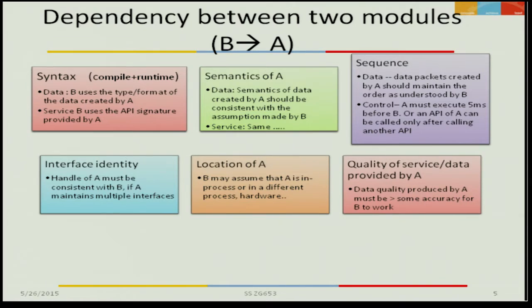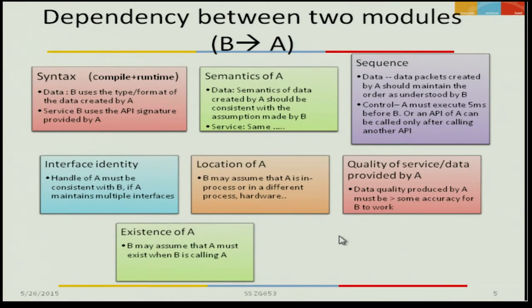Quality of service, or the data provided by A, is another type of dependency, where the data quality produced by A must be greater than some accuracy for B to work. These kinds of things happen in sensor networks or more real-time systems, embedded systems, where a certain data quality must be ensured by A, and only then can B work.